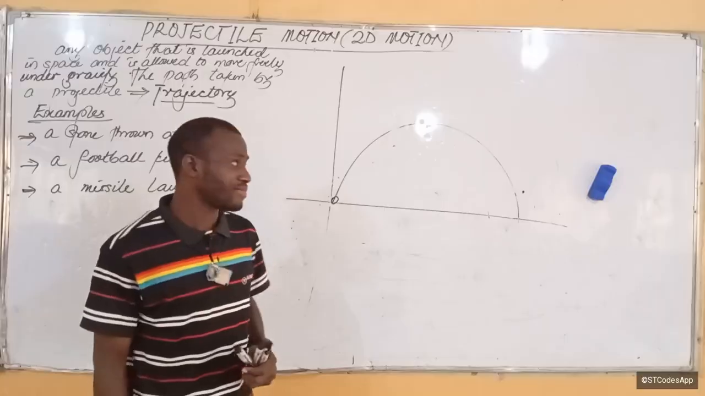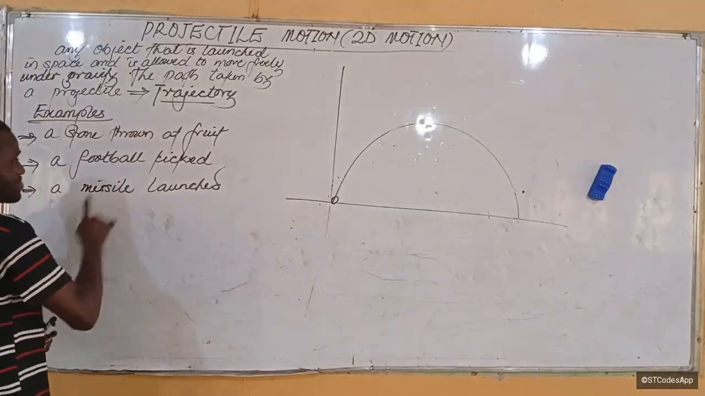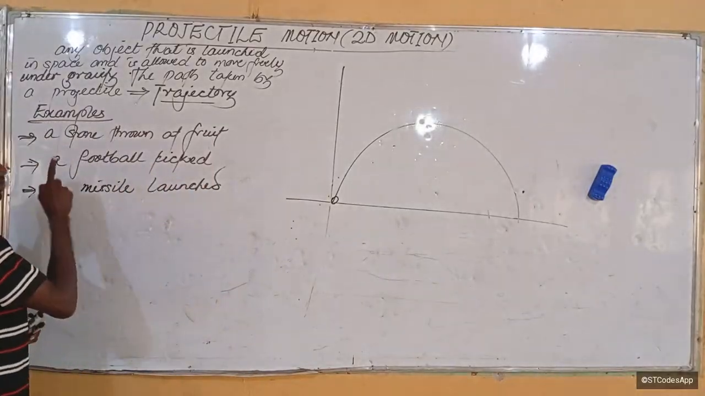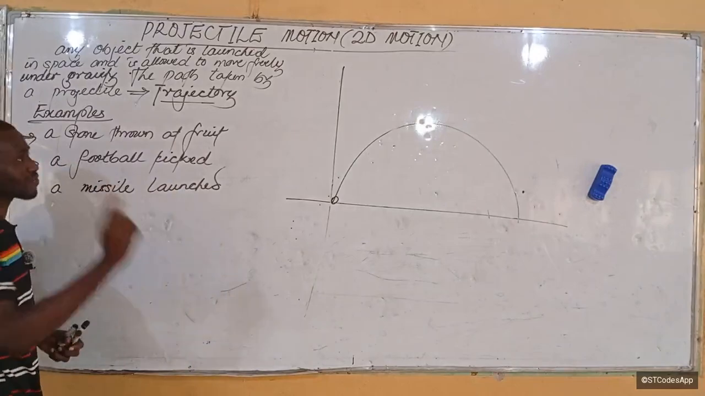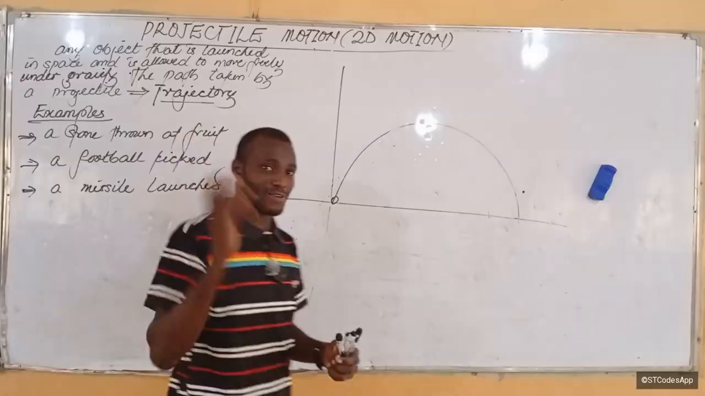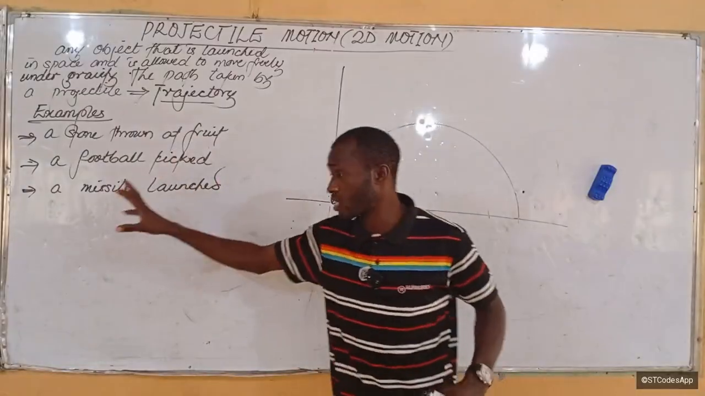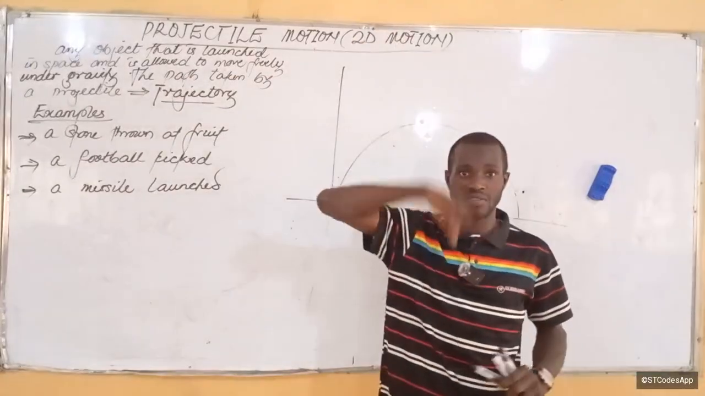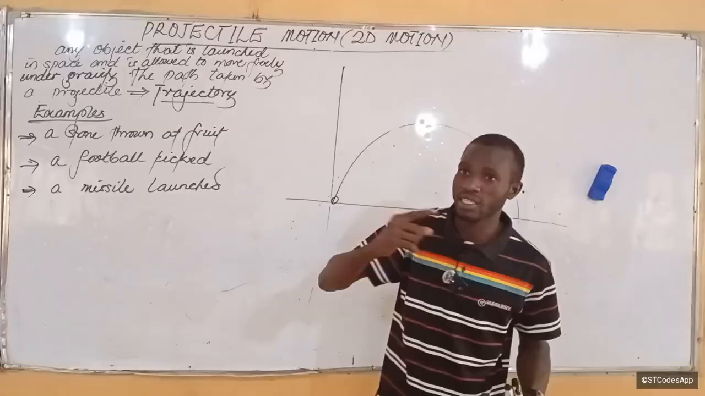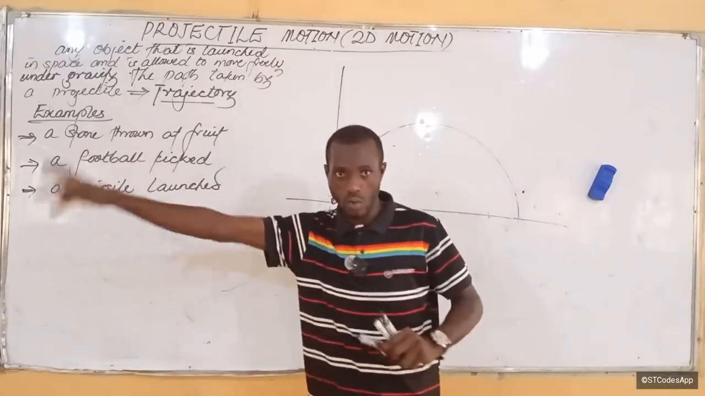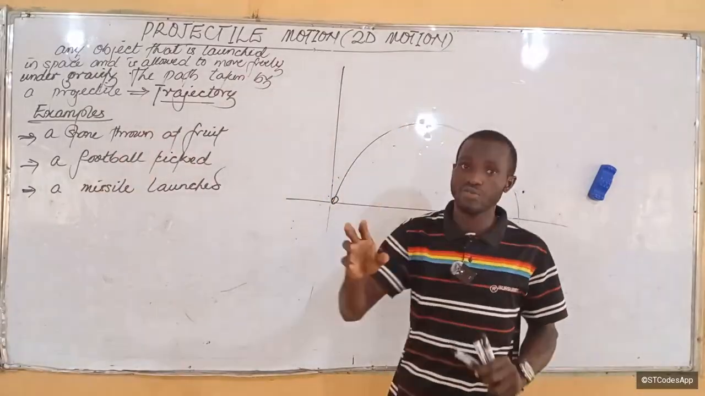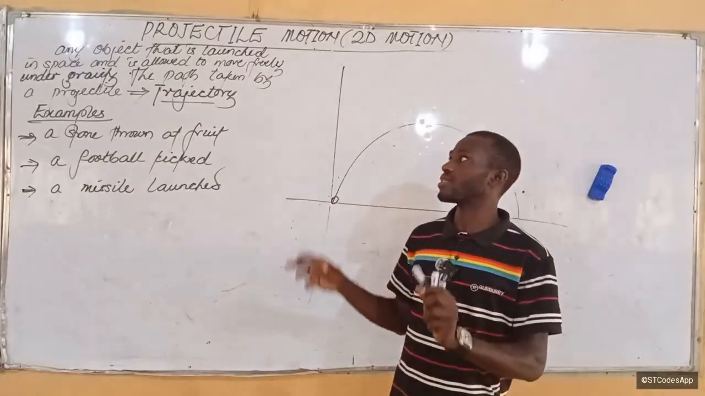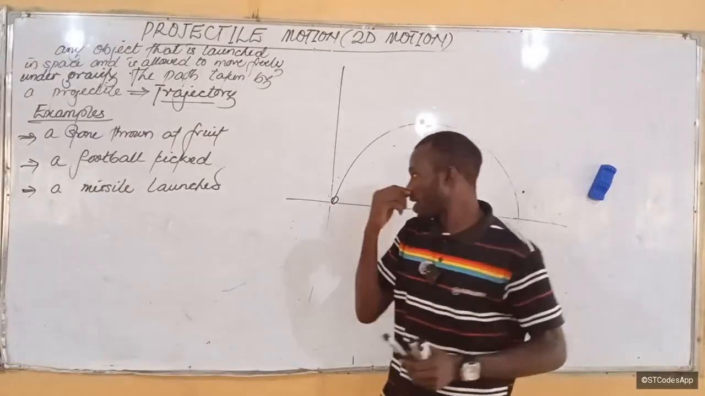Do you understand now? Alright, so a missile launched, a football kicked, and a stone thrown at a fruit. Those are types of projectiles. These are all projectiles, in as much as they are allowed to move freely in space under the influence of gravity, and they translate upward, downward, and forward as they move. Then that is a projectile. Is that clear?